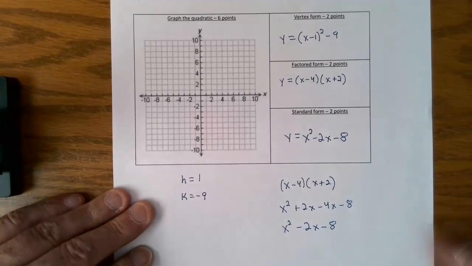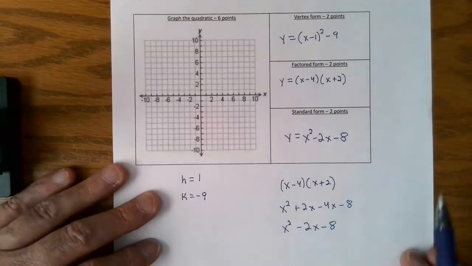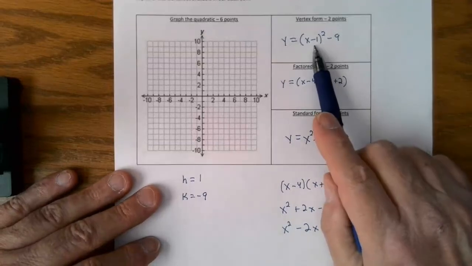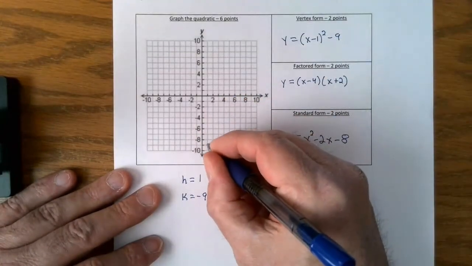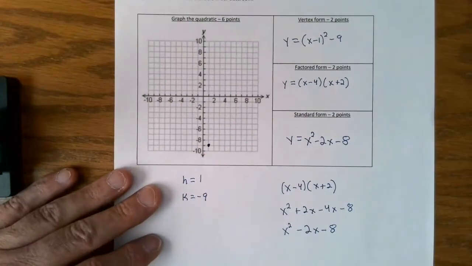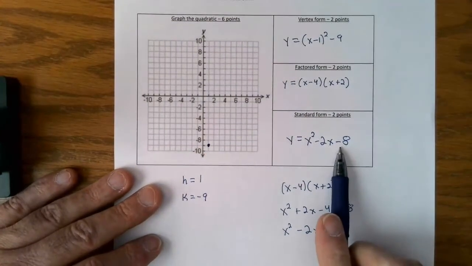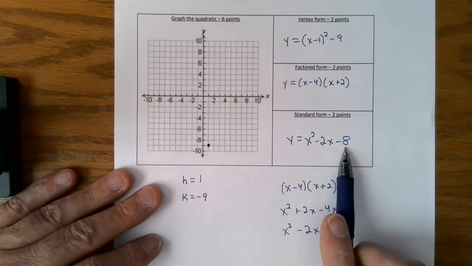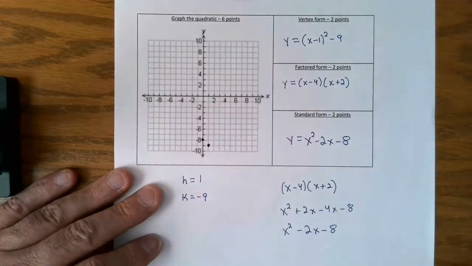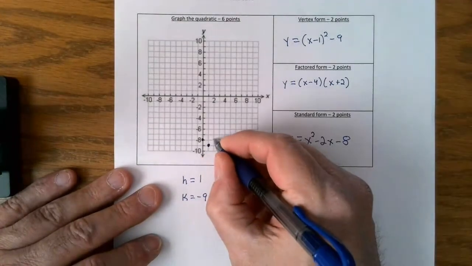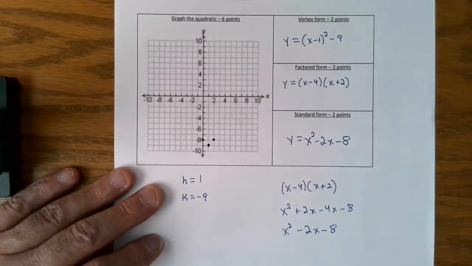All right? Let's look at this information we have now, though. We have the vertex right here at 1, -9. So at 1, -9, that's right there. That's the vertex. We know it goes through at -8. The y-intercept is -8, so that's right there. So we have a point right there. And since we have one on that side, we can mark the other one on this side.